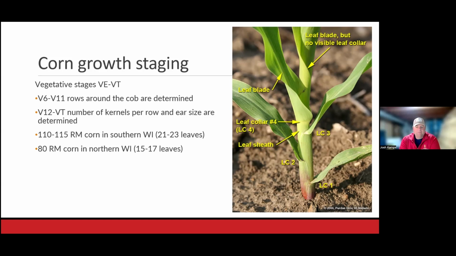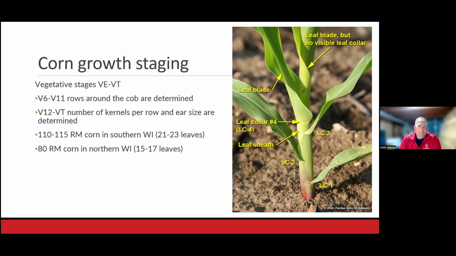A little bit of an interesting fun fact: kernel rows on a corn ear are always going to be even numbered. It has to do with the anatomy of the corn plant. So we're going to see 12, 14, 16, 18, maybe even 20. The number of rows really has an impact on yield, and that is going to be determined through that V6 to V11 time frame. So we're thinking about trying to reduce stress to the corn plant at that time.